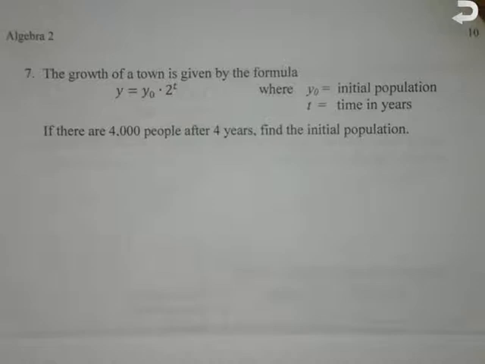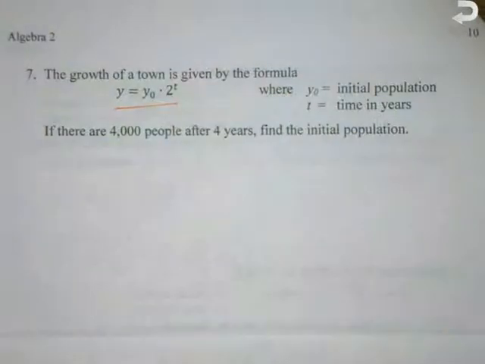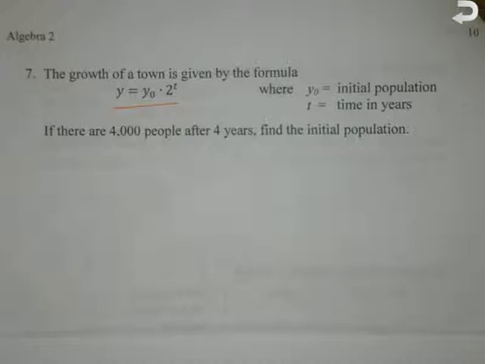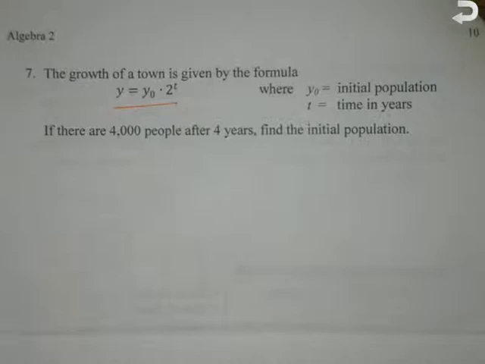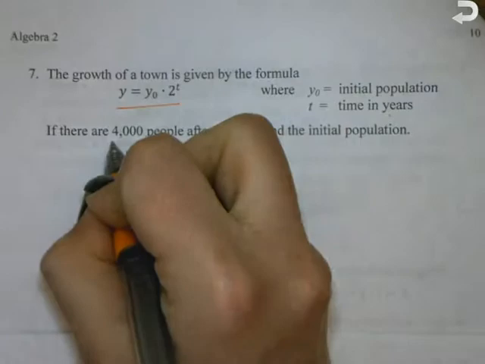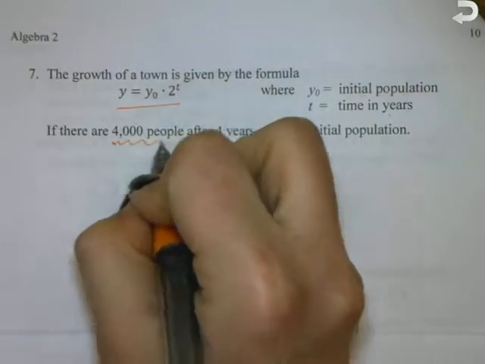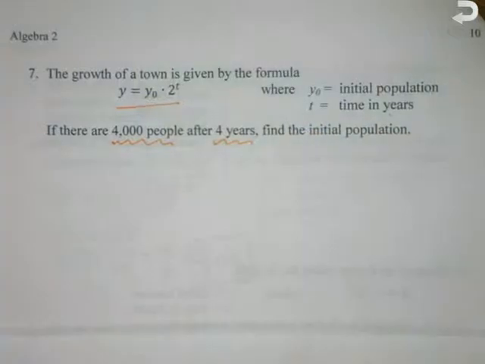The growth of a town is given by this formula. Y equals y sub 0 times 2 to the power of t. Y sub 0 is the initial population, t is the time in years, and then they give you your information. If there are 4,000 people after 4 years, find the initial population. So I'll actually start this one with you.